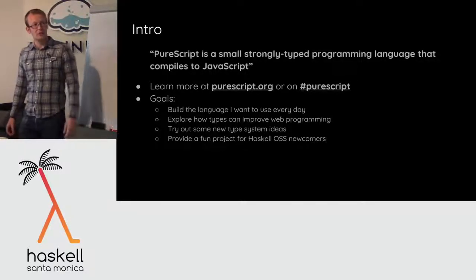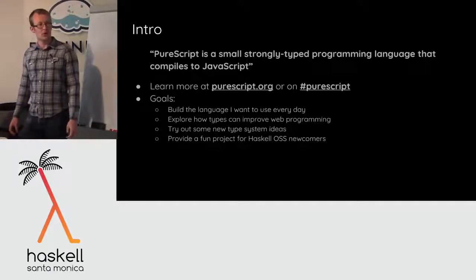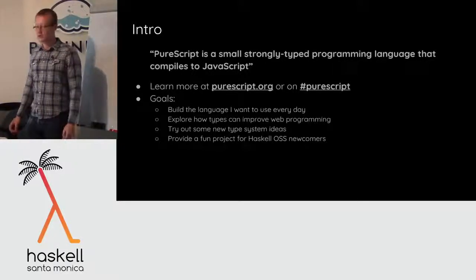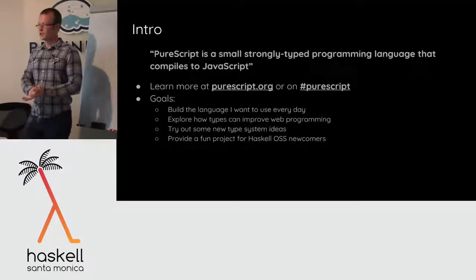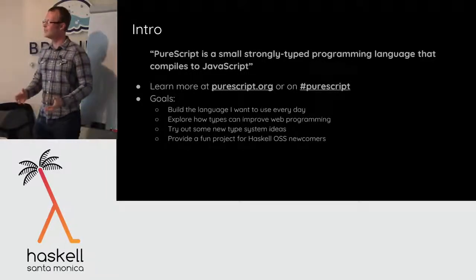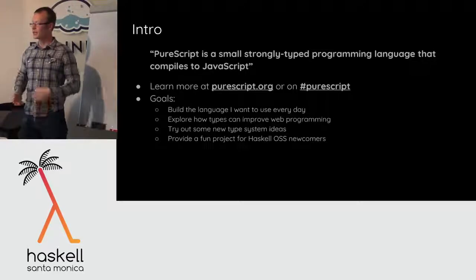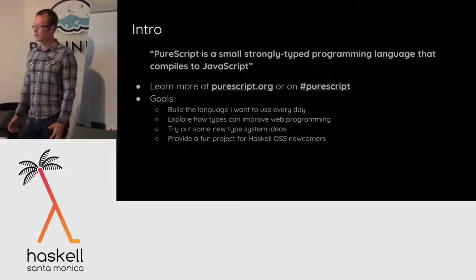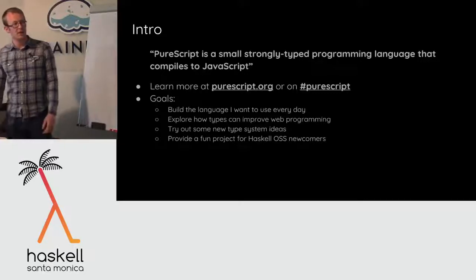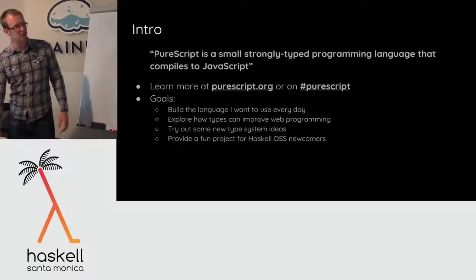To explore how types can improve web programming was one of the goals, to try out some new type system ideas. One of the stated goals of GHC is that it should be a playground for new type system ideas, that researchers should be able to take their new idea for a lazy compiled strongly typed functional language and just add it to GHC and see how it works. So I wanted a similar thing for PureScript, where if you knew how to build a Haskell project, you could just try something out and make progress with ideas really quickly.